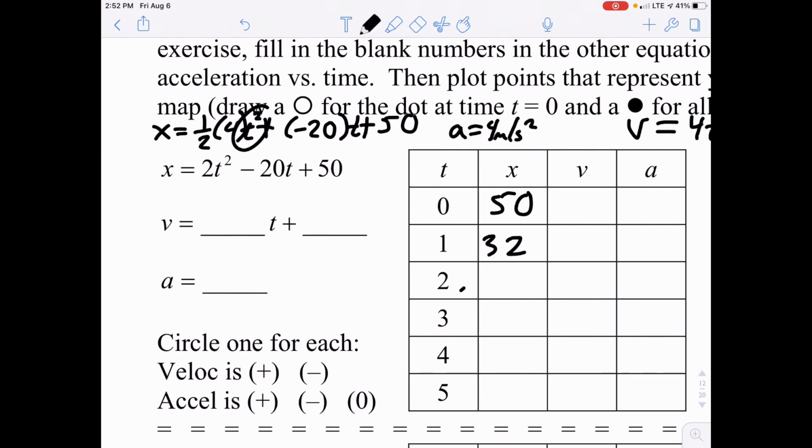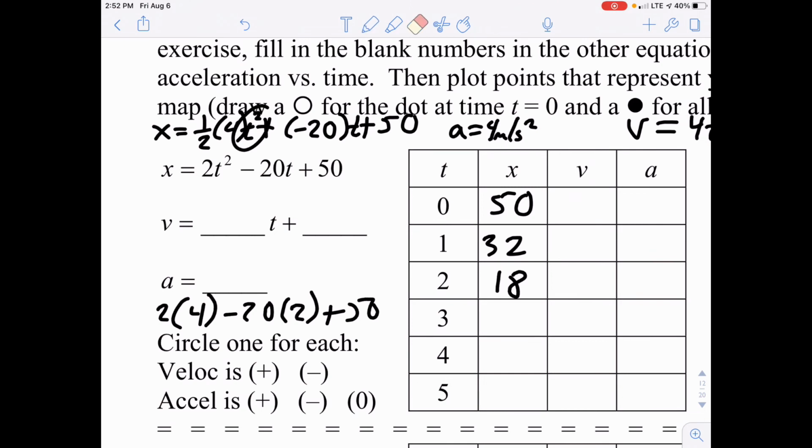Okay, if I plug a 2 in there, I'm going 2 times 2 squared, which is 4... minus 20 times 2 plus 50. Well, we have 8. 8 minus 40 is what? Negative 32 plus the 50, we're looking at 18. Okay, and we just keep doing this.